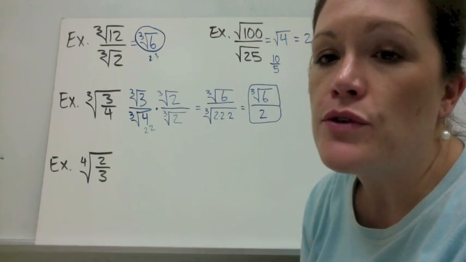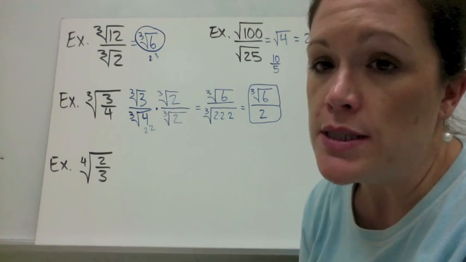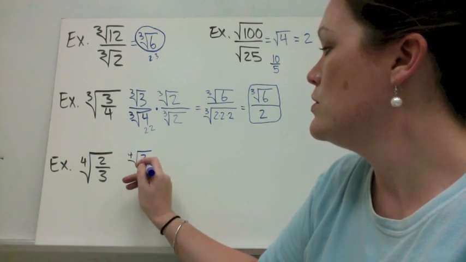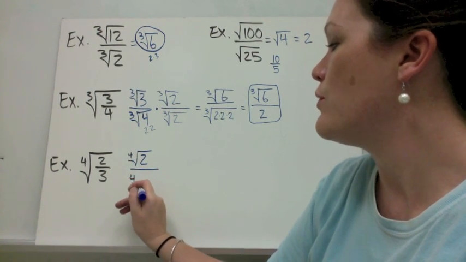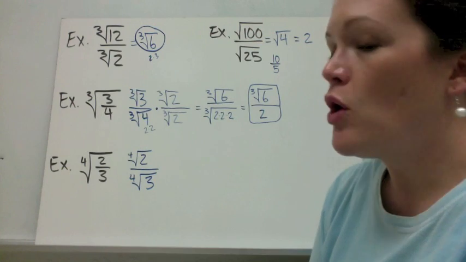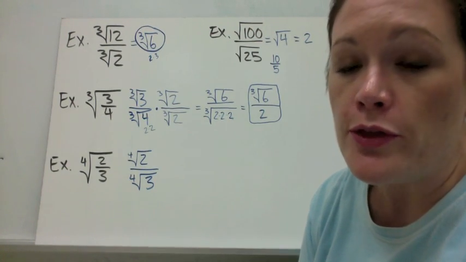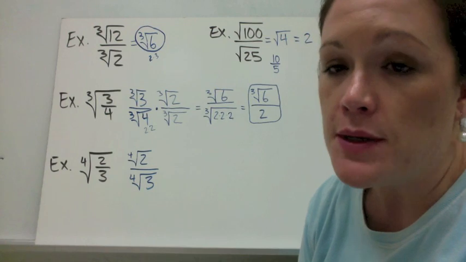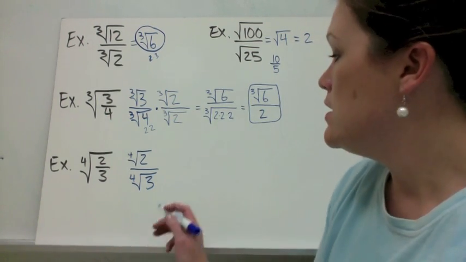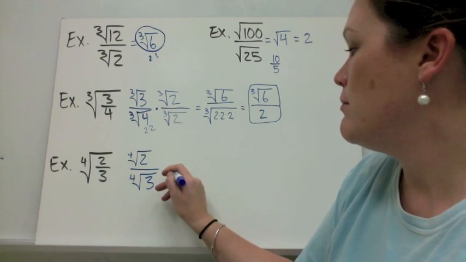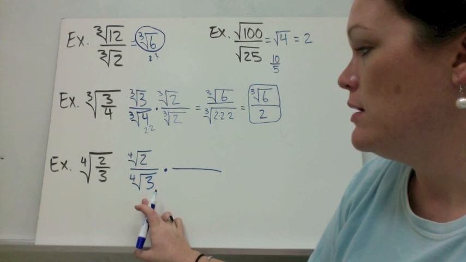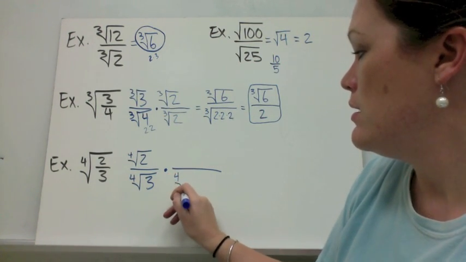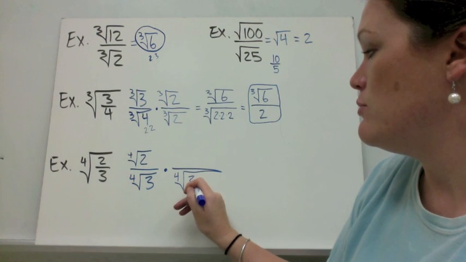The 4th root of 2/3. The first step we do is separate that into the 4th root of 2 over the 4th root of 3. So we don't often have to deal with the 4th root, but the 4th root is very similar to the cube root. It's just that I'm going to need 4 of something to take it out evenly. So we want to multiply by what would make this 3 turn into 4 3's, and in that case I just need 3 more.